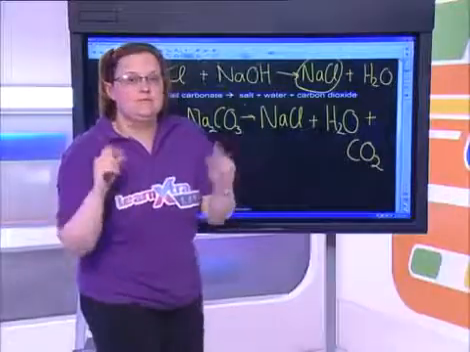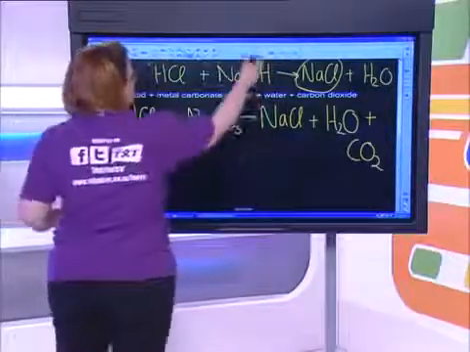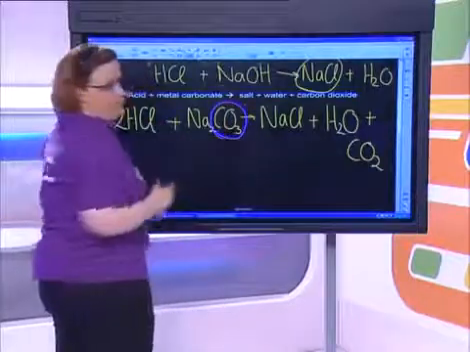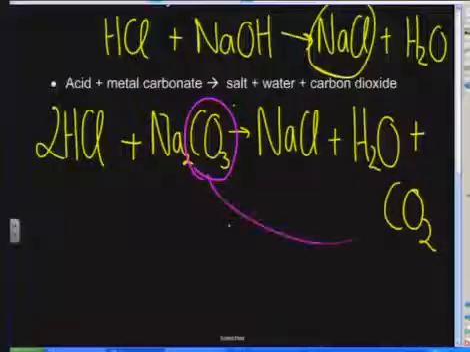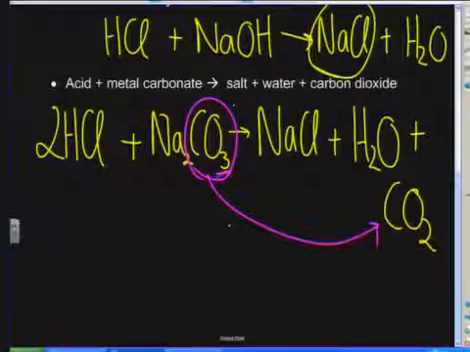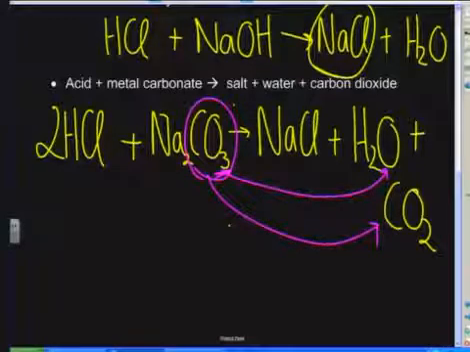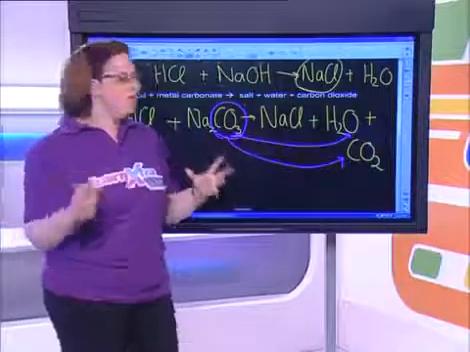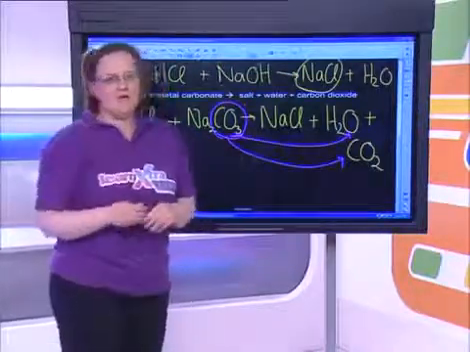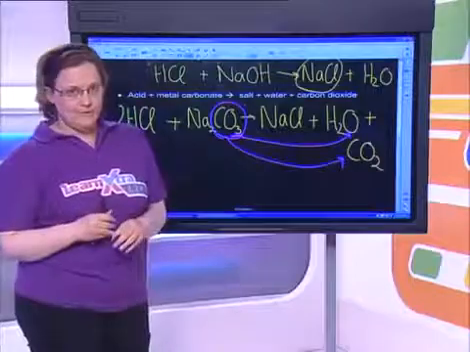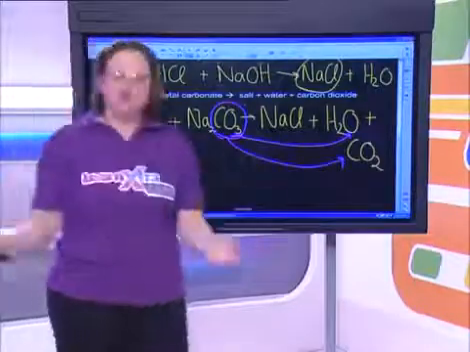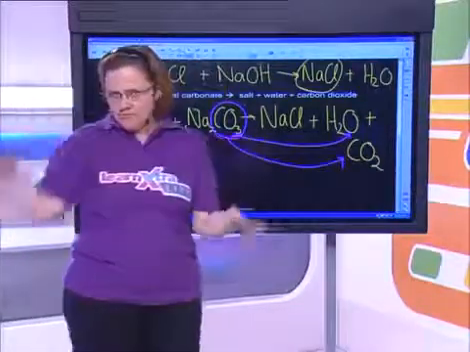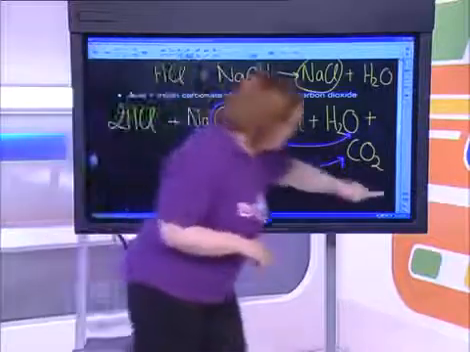Where does the CO2 come from? It comes from the CO3. The CO3 gives me the CO2. The one oxygen from here also ends up in the water, and so it splits up. So if you're ever a little confused as to whether I'm going to get carbon dioxide, you must have the carbonate in it. We're going to do lots of these questions at the end.